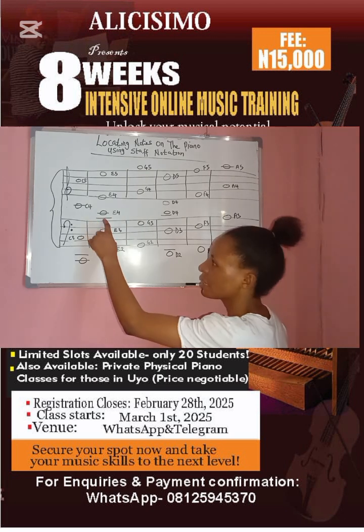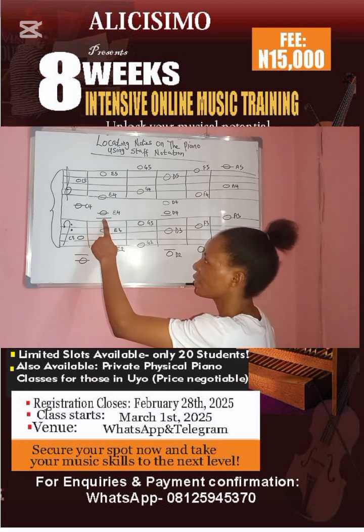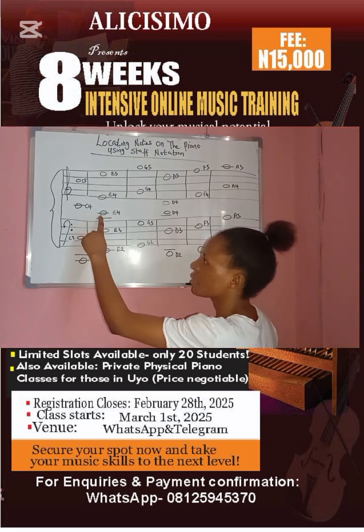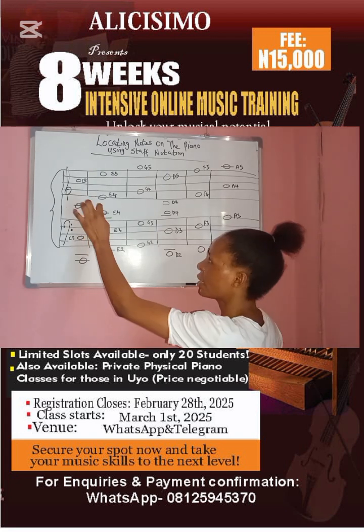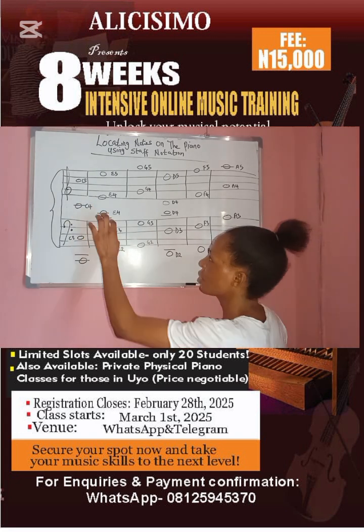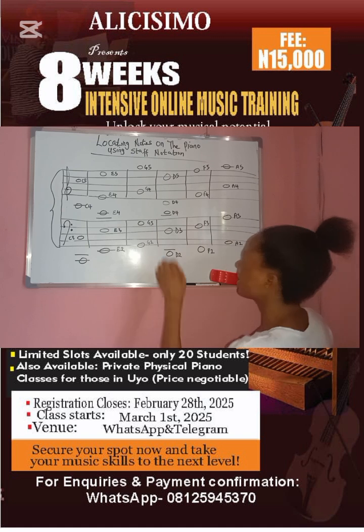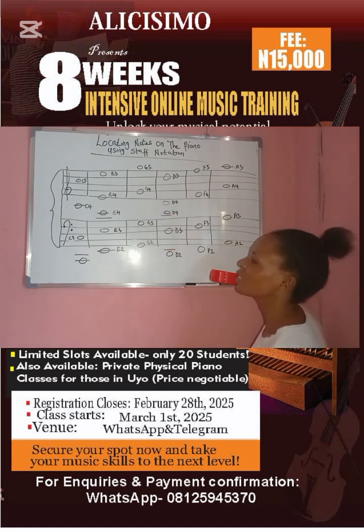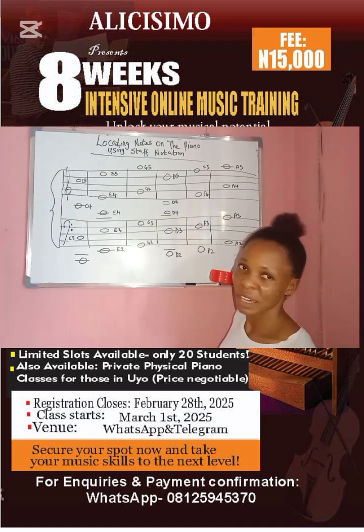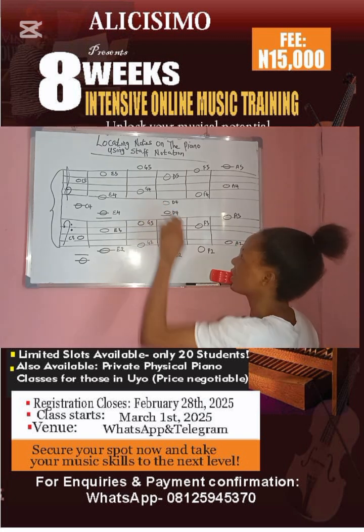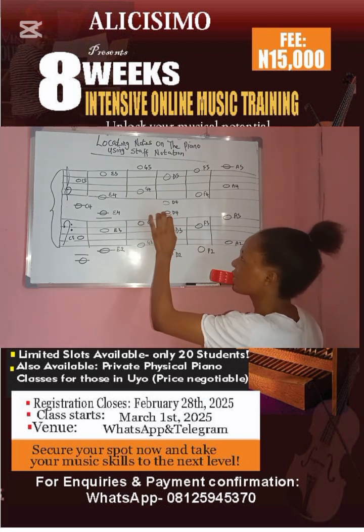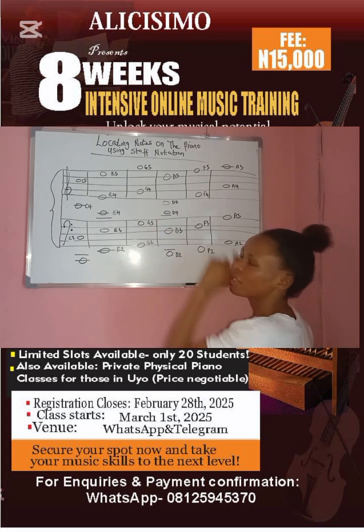Because the first ledger line above the bass clef is C, and after C there's a space here which contains D, and after D there is E here. So this note and this note are the same. And here also this note and this note are the same, depending on which clef is used and when it's being used. Because this is D and this is D. See, after C is D.